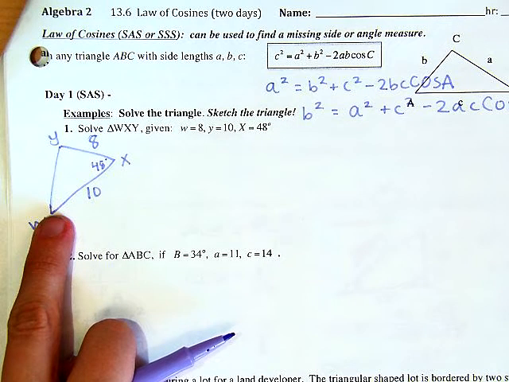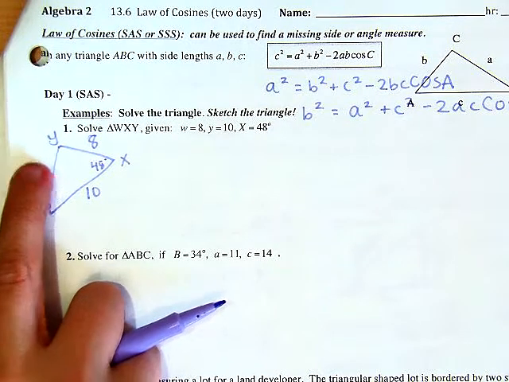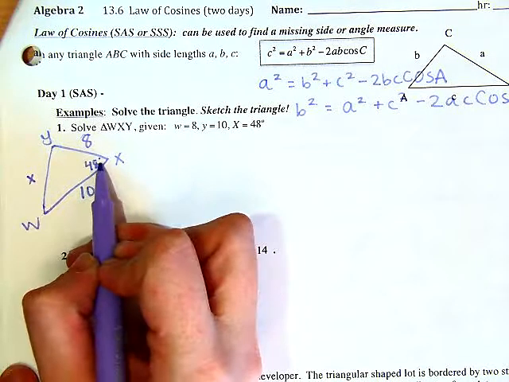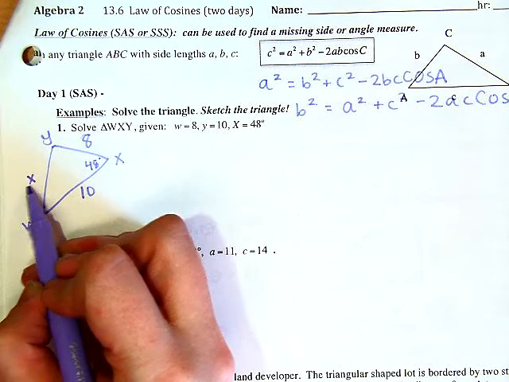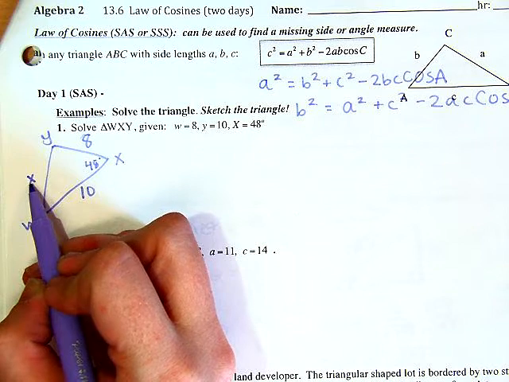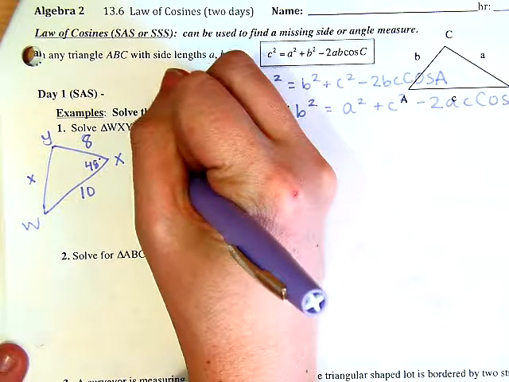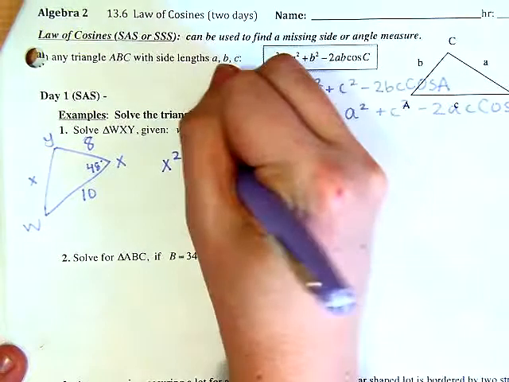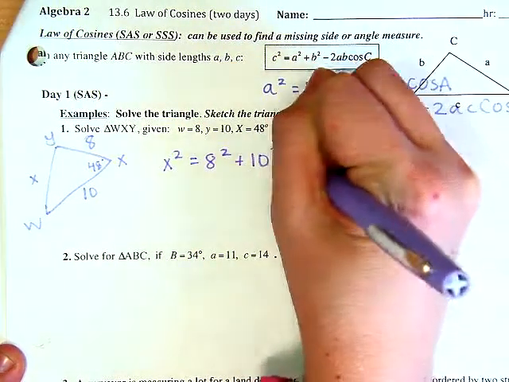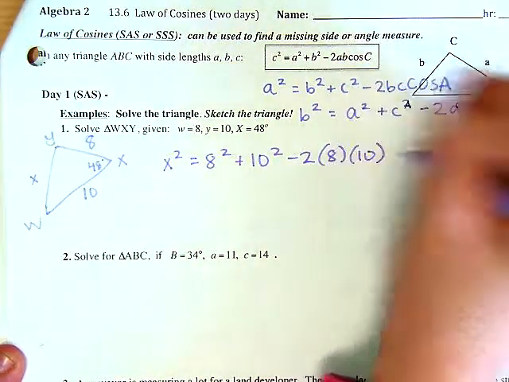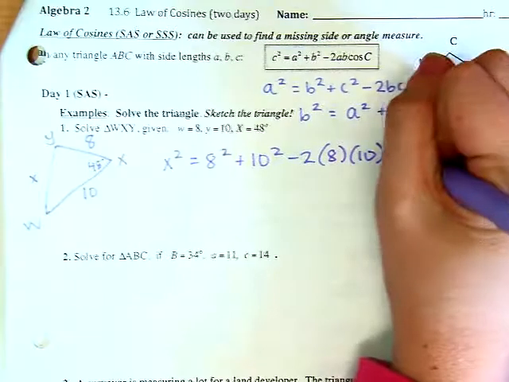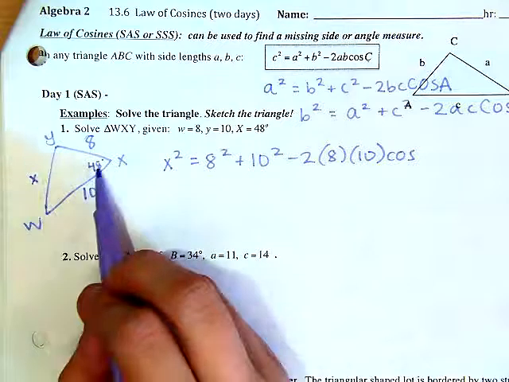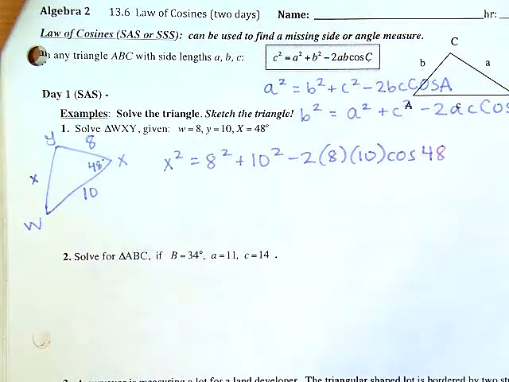So let's decide what side I'm looking for. Well, let's look for side X. Since I'm looking for side X, I use this formula. That's my side that I'm looking for, so that's my c squared. So I do x squared equals, and then I do my 2 other sides. 8 squared plus 10 squared minus 2 times 8 times 10, and then cosine the angle of the side I'm looking for. So I'm looking for x, so my angle is 48.